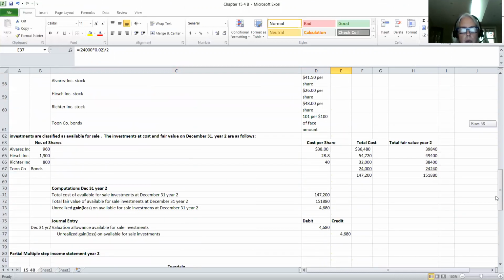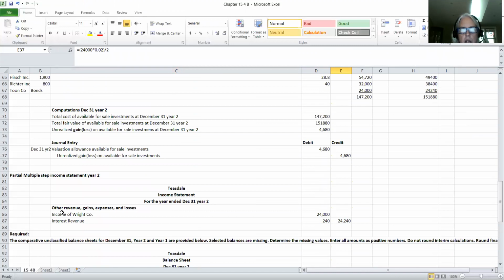This is another type of revenue. That's why I've got it under the category of other revenues, gains, expenses, and losses. This is our revenue amount. The total of the other revenues, gains, and losses for this company is $24,240. That was your income of the Wright Company and the interest revenue combined together. That's the total amount that would eventually add to the income from operations to give you the net income for this particular problem.